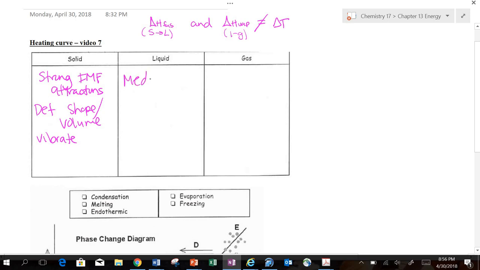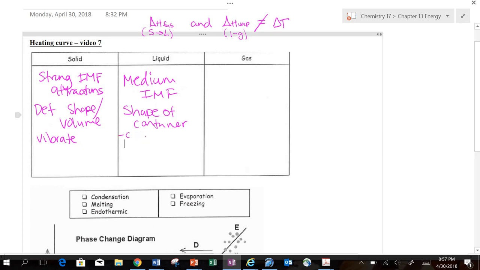Liquids are the in-betweeners. They have medium intermolecular forces. They take the shape of the container but not the volume, so they have a constant volume. Hopefully this is a review. And they have a sliding motion.